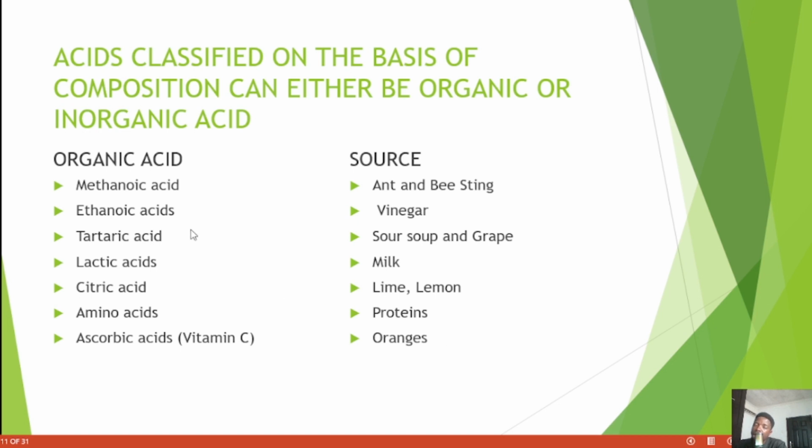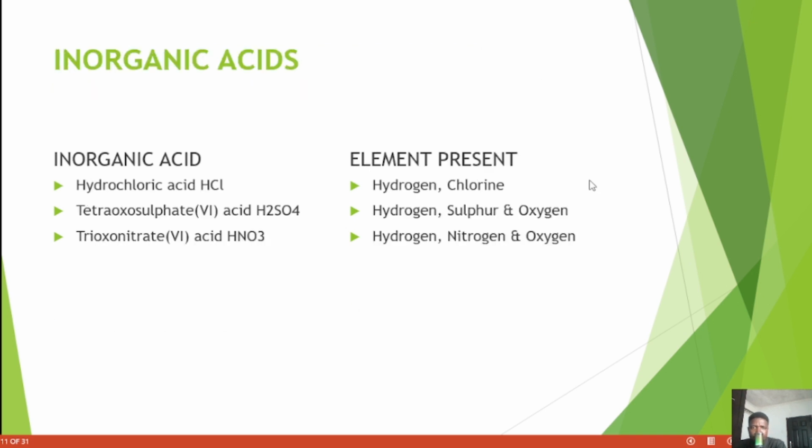Now, the major organic acids that must be taken note of by every JAMB student include the methanoic acid and its source, which is the ant and bee sting, the ethanoic acid and its source, which is the vinegar, and then tartaric acid and its source, which is sour soup and grape. Take note of these three. These are the most important ones for your JAMB exam.